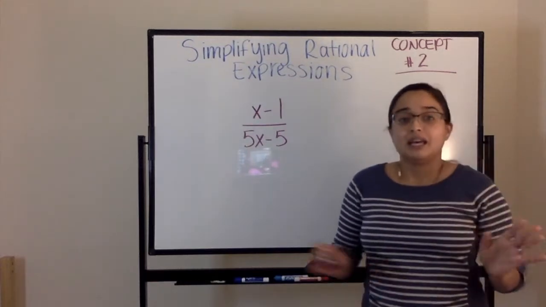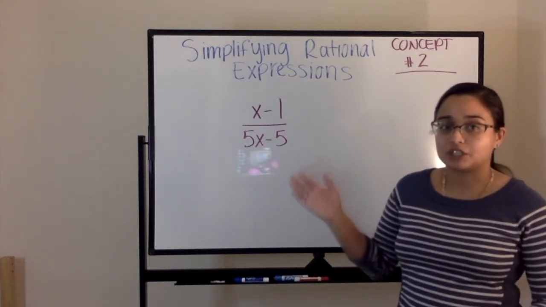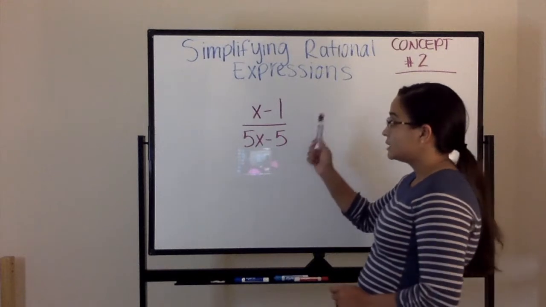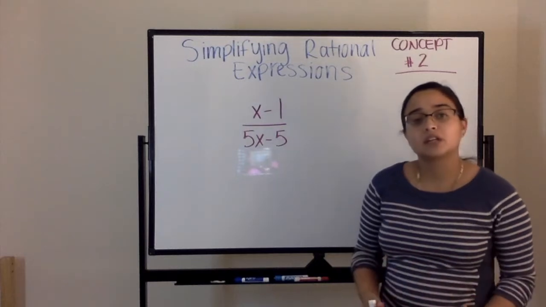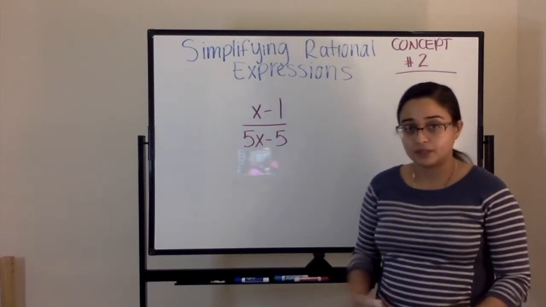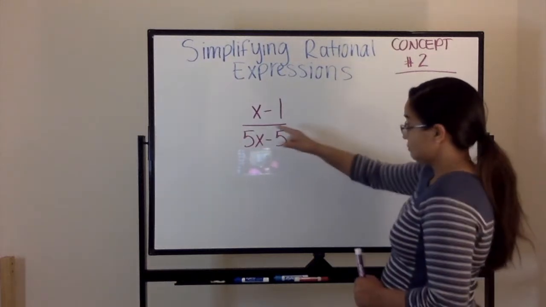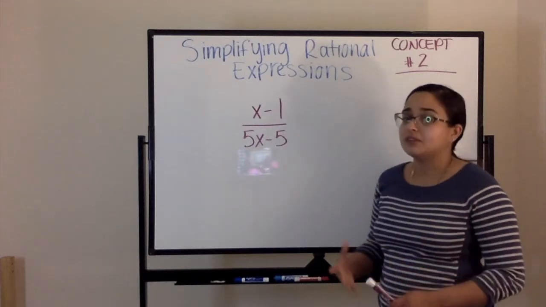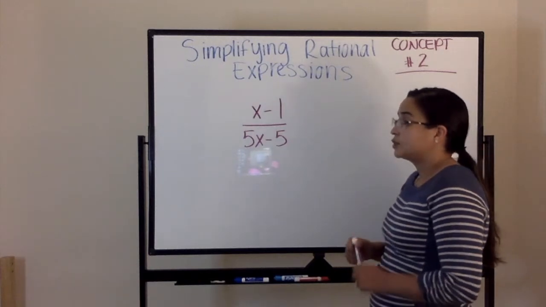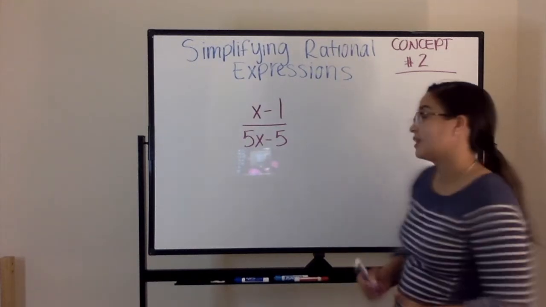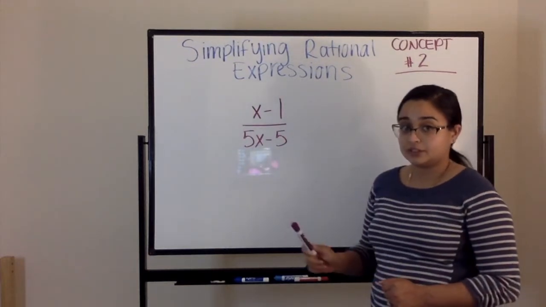Okay? Anyways, back to the lesson. I have an example already written on the board of a rational expression. x minus 1 over 5x minus 5. Like I said, we're going to start out by factoring each one. In this particular example, x minus 1 can't be factored out any further. So we would just leave it the way it is. However, 5x minus 5 can be factored.